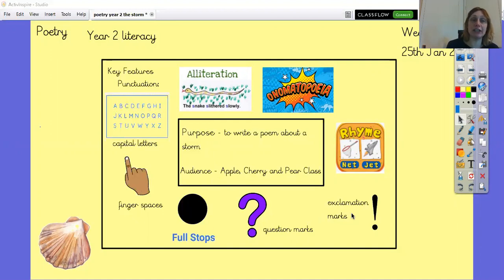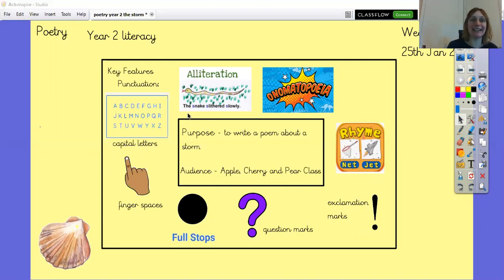Now, these are some features that some poems will sometimes have. Not all poems have them all the time. It's really important to remember that. So we might have rhyme. So we've got net and jet. We might have onomatopoeia, which is when a word makes a noise like it is. So you might have bang, crash. That's why it's got that big spark in the middle that goes poof, so that you know it's an interesting and exciting word.